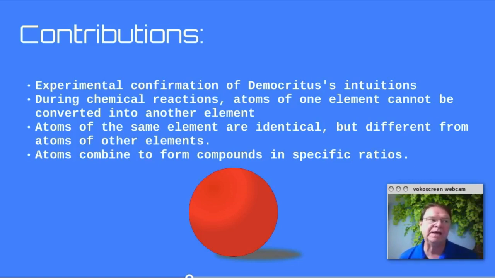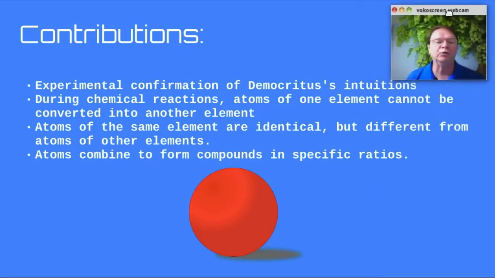This idea that the alchemists had back in the Dark Ages, that you could turn lead somehow into gold. Well, no one ever did that. And the reason why is because it gets down to the structure of a lead atom and a gold atom. It's not possible to turn lead into gold or any other element for that matter. Atoms of the same element are identical, but they're different from other atoms. And they can combine in very specific ratios.